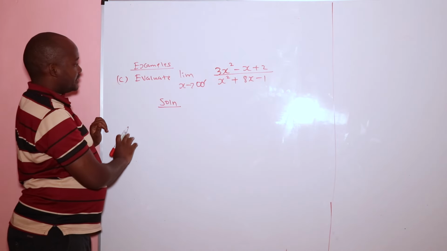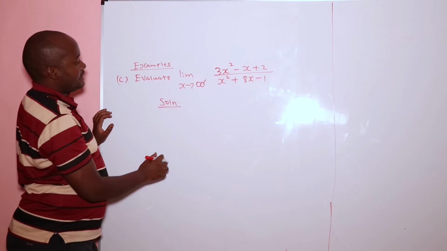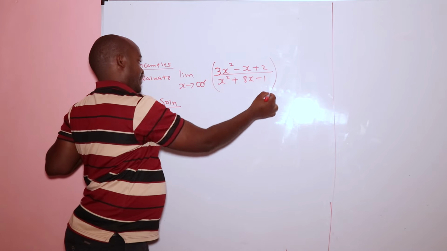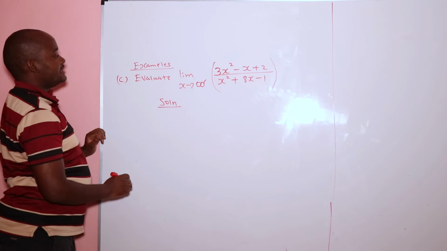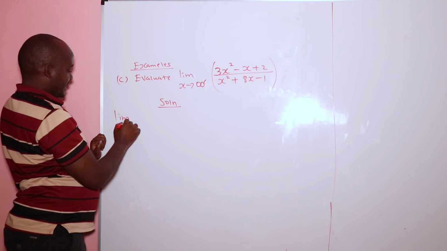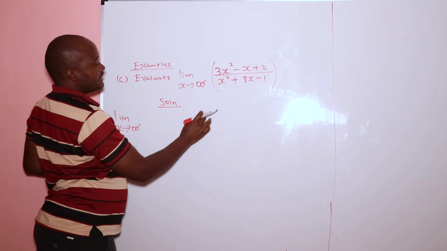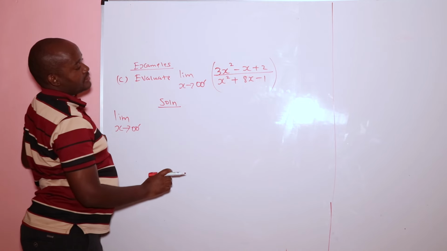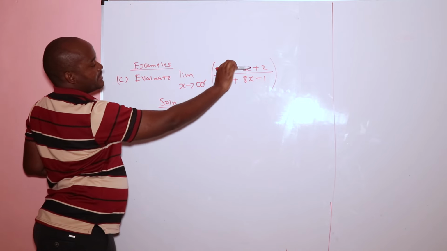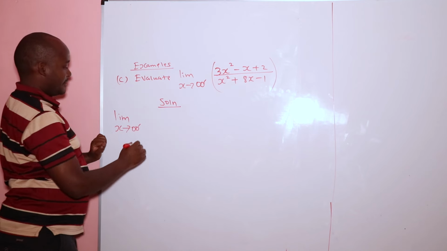In the third example, we are going to evaluate the limit of this function here as x approaches infinity. So what is going to happen here? You notice that the highest power of x in the denominator is 2. So meaning that you are going to divide both the numerator and the denominator by x squared.